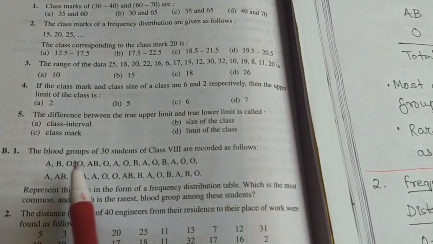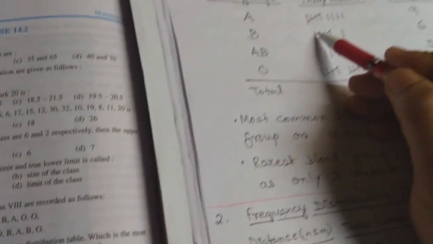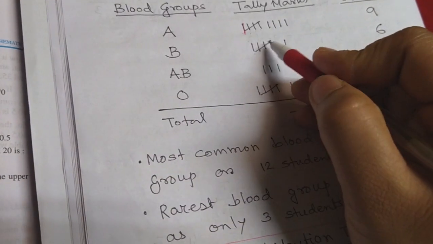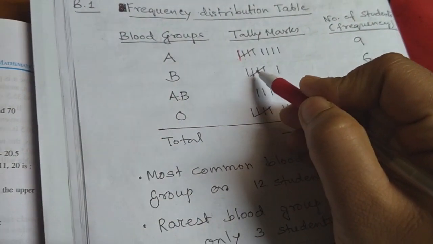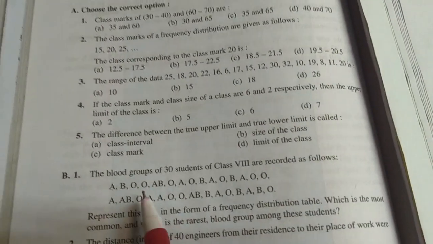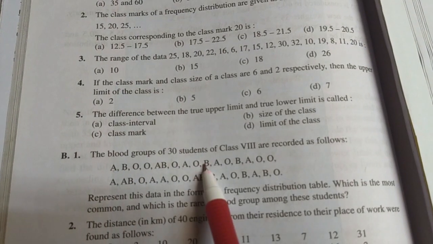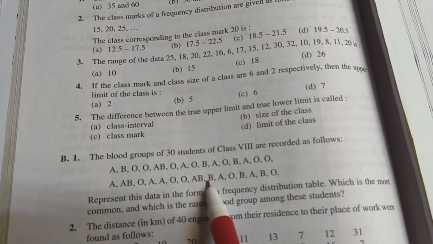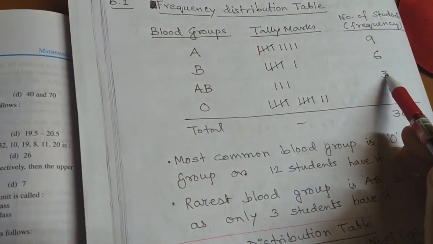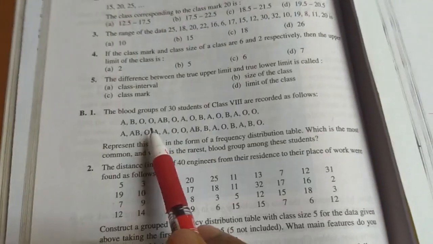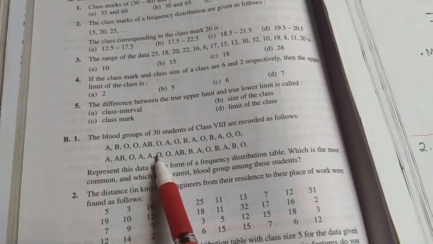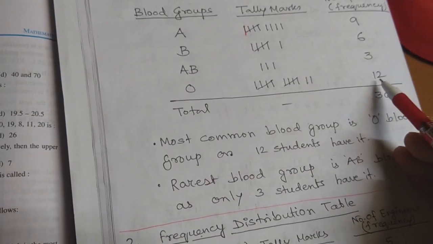Similarly for B, we find one, so we write one line like this. Another B, another line, so here also we write another strike in the tally mark like this. For each B we write like this. So how many B? Let's calculate: 1, 2, 3, 4, 5, 6. So here we found 6 B. Similarly for AB, there are 3 AB. For O, you can find O: 1, 2, 3, 4, 5, 6, 7, 8, 9, 10, 11, 12. So 12 you can see.